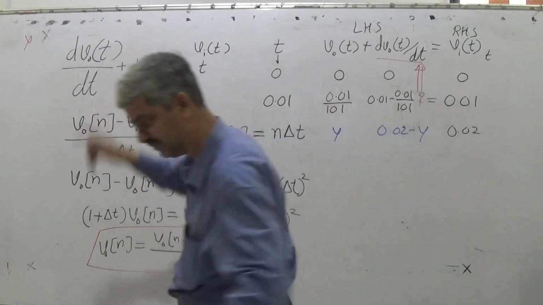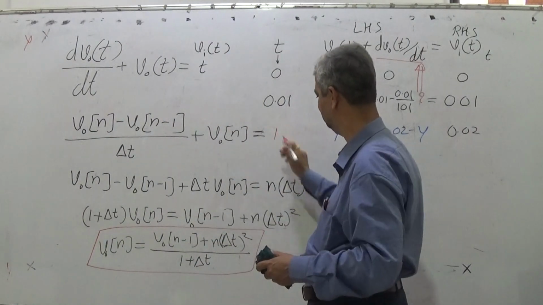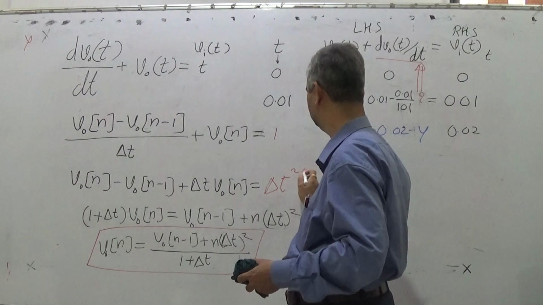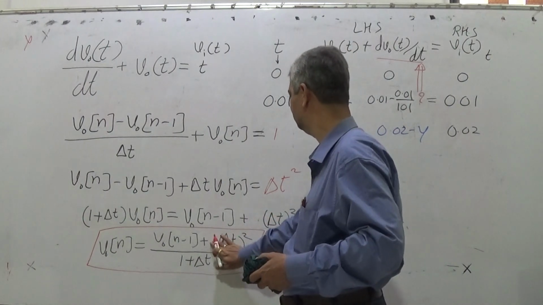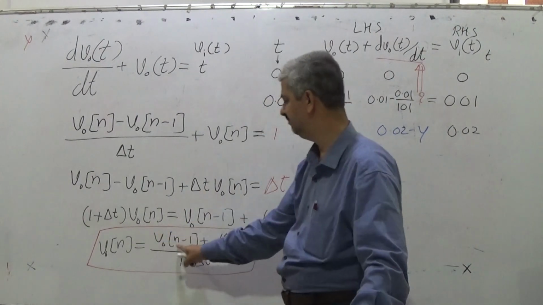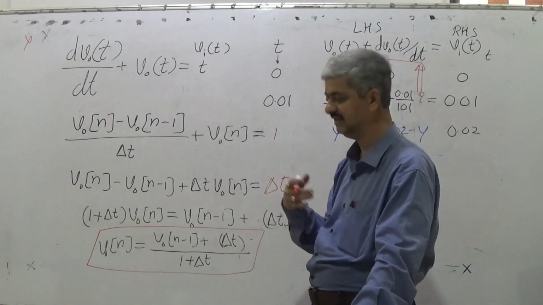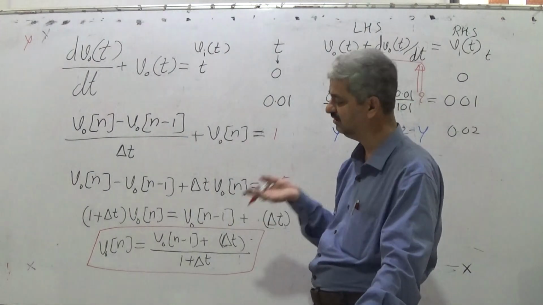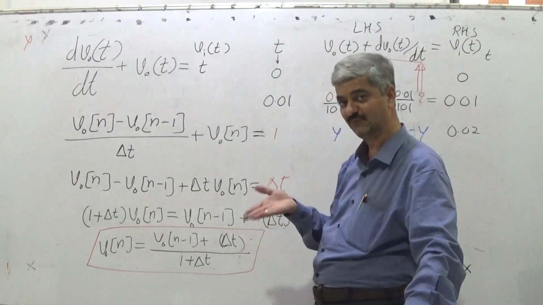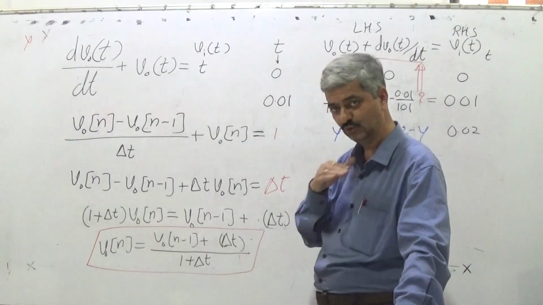If you want to solve the first equation which we discussed last time, the right side is 1, and this term is simply delta t, because it is only delta t. So Vo[n] is equal to (Vo[n-1] plus delta t) upon (1 plus delta t). For smaller and smaller values of delta t, your answer will be more and more accurate. From this also you can find the formula, but right now that would be very hectic for you, so we don't go for that.